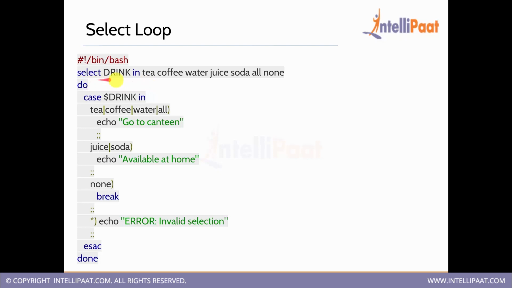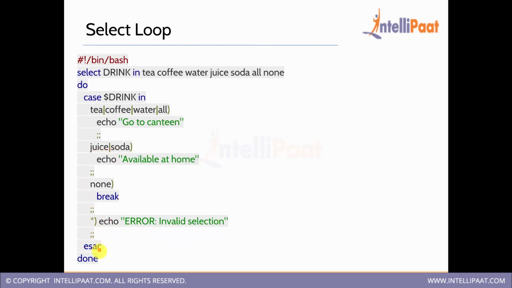So we use this syntax: select, drink is the variable, and inside it there are all these values which we want to list. Okay, now what happens, there is a condition, case $drink in. If the user selects tea, coffee, water and all, then we ask the user to go to the canteen. If the user selects juice or soda, then we say that it's available at home. And finally, if the user selects none, then we ask the code to exit by using the break statement. And if the user selects something else other than this menu, then we print an error: echo invalid selection.